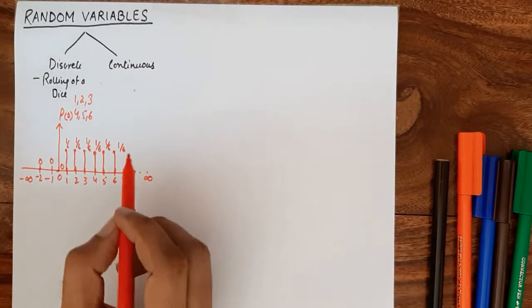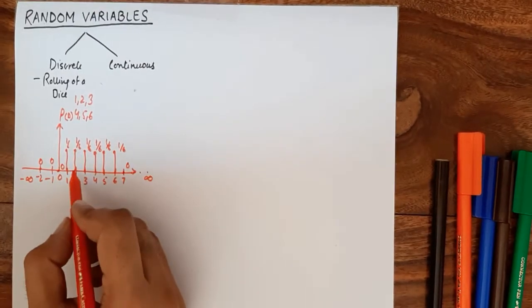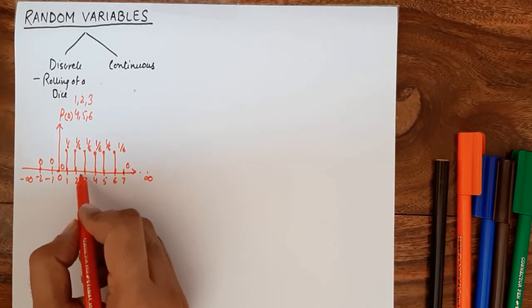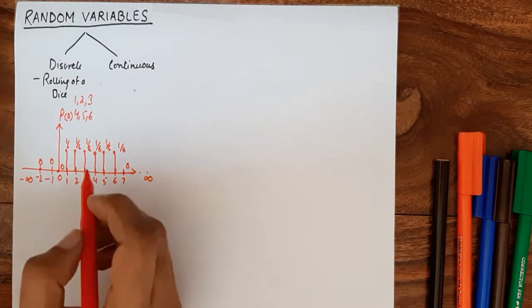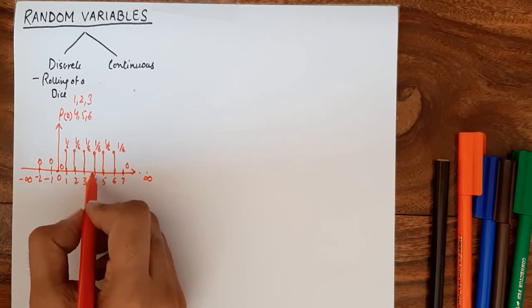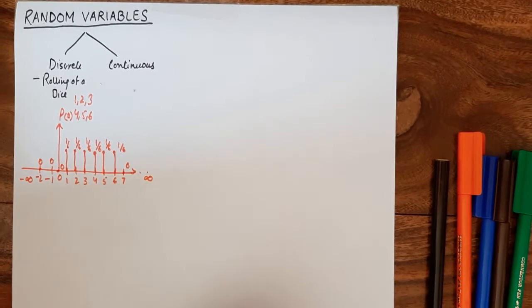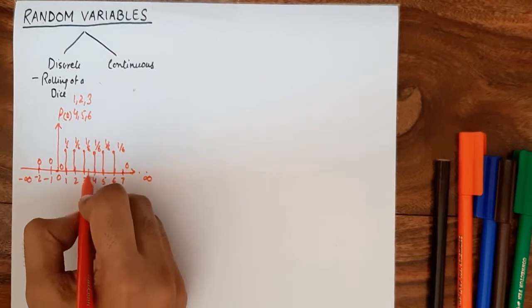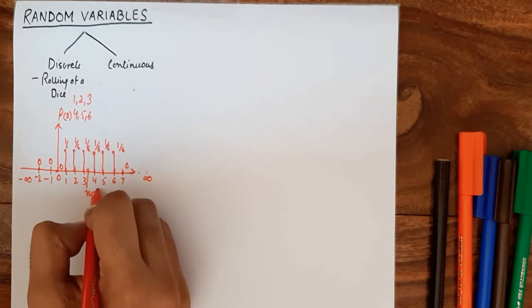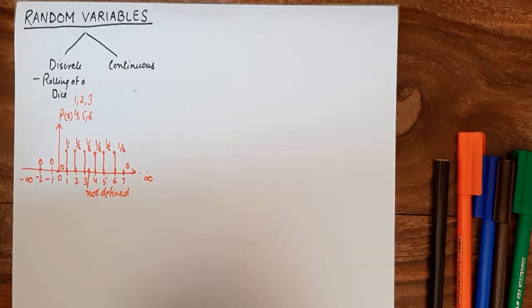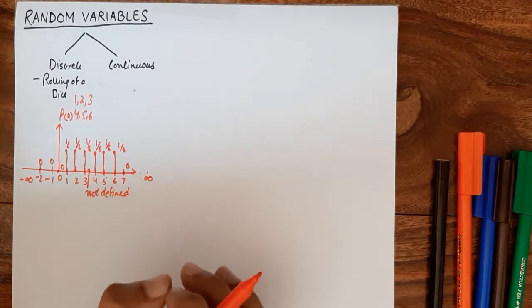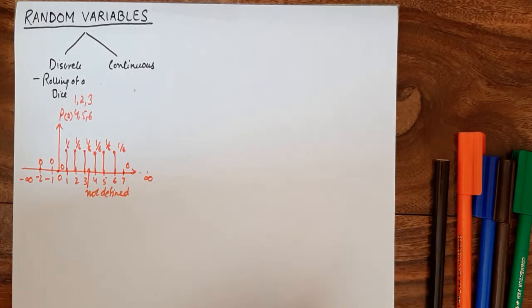Now, why is this known as discrete? Because between 1 and 2, between 2 and 3, there is not even a probability of happening a 1.2 or a 2.5. So between these two values, it is not that the probability is 0. These do not have any meaning at all. So these are not defined. So this area is not defined and it is defined only at discrete values. So that is why it is known as discrete random variable.